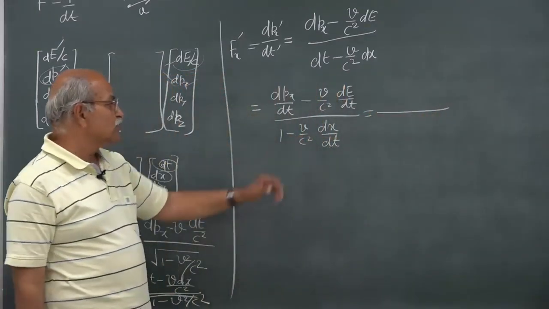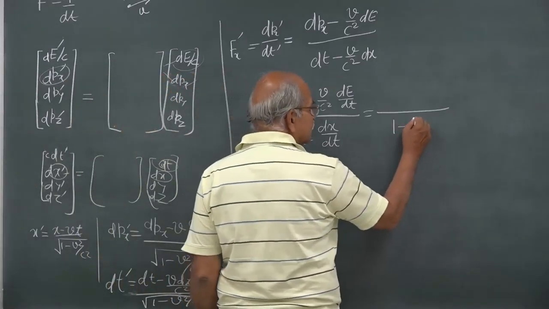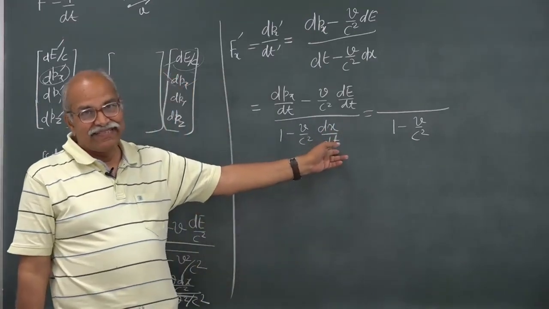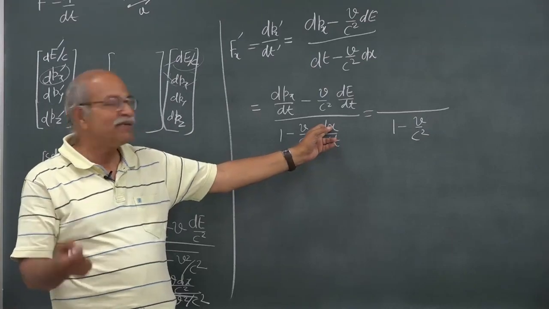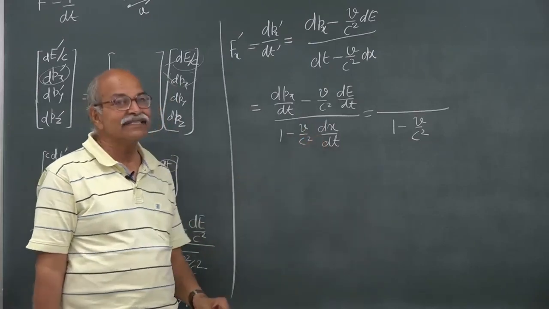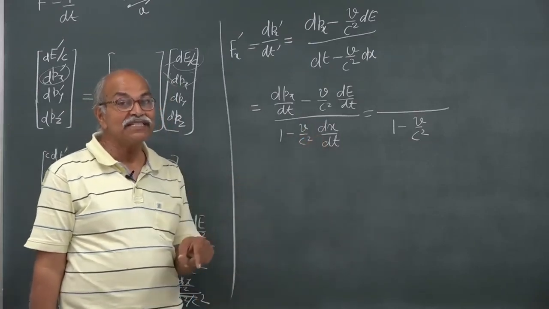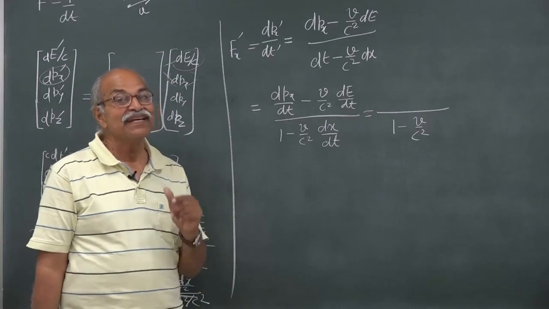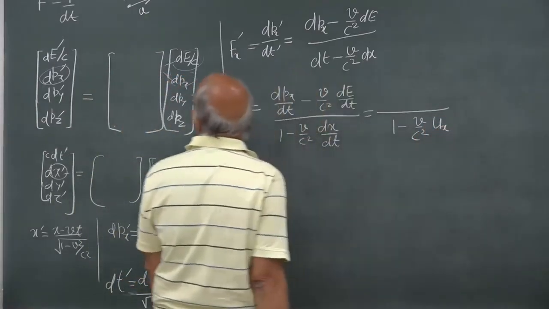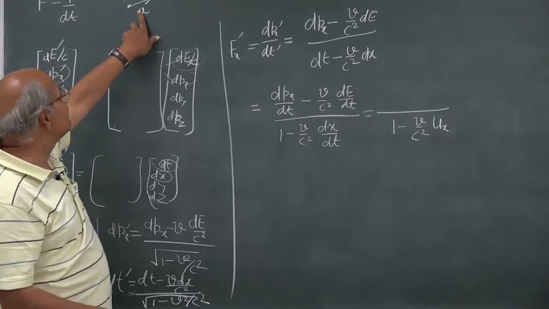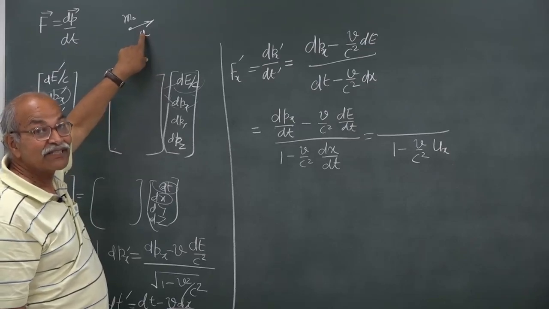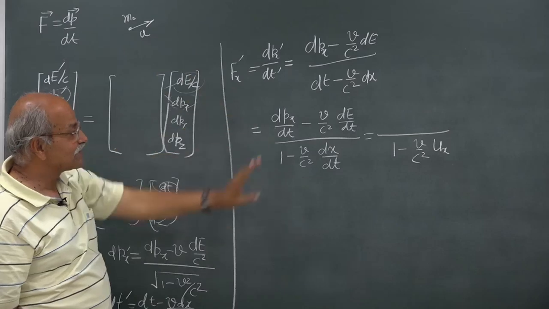First, let us look at the denominator. This is 1 minus v by c square times dx by dt. What is dx by dt? dx is the displacement in a small time interval dt as seen in the S frame, and therefore dx by dt is the x component of the velocity of the particle as seen from the S frame. So this is ux. The particle is moving at time t with this speed u in the S frame, and the x component of this velocity will appear here.